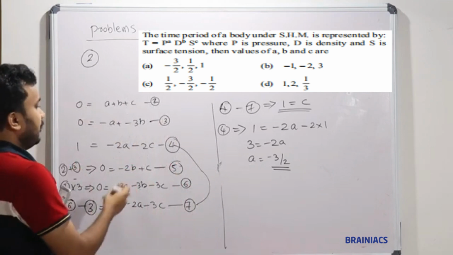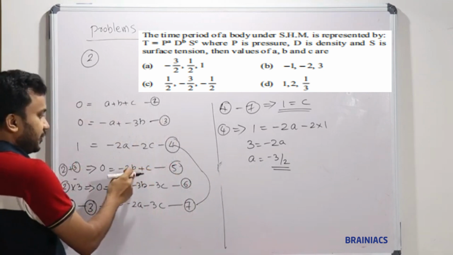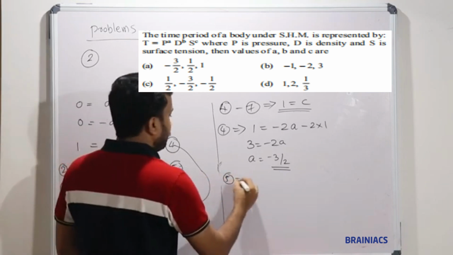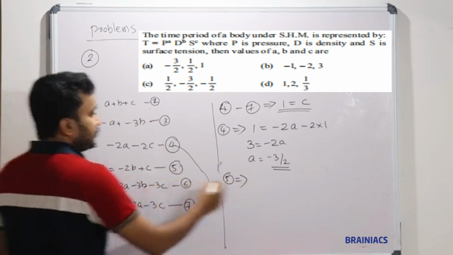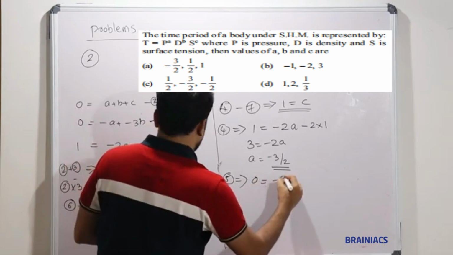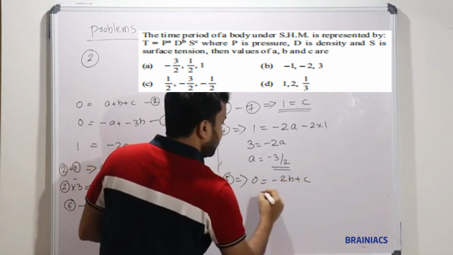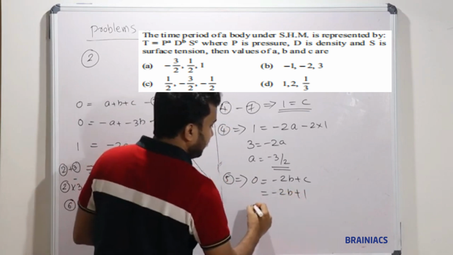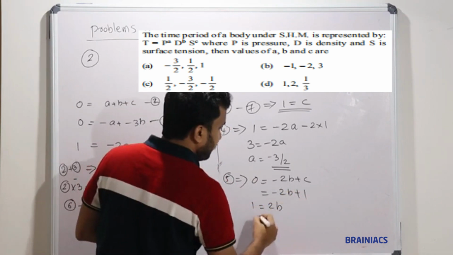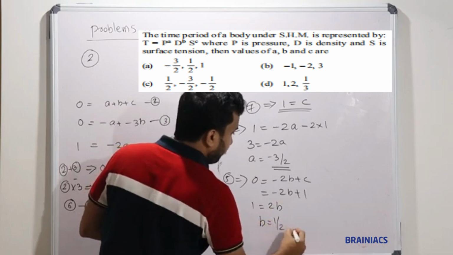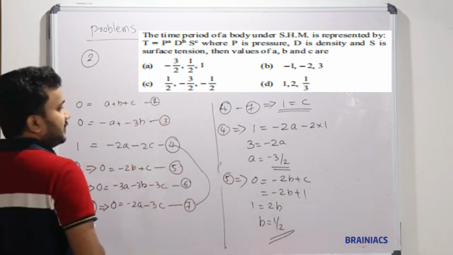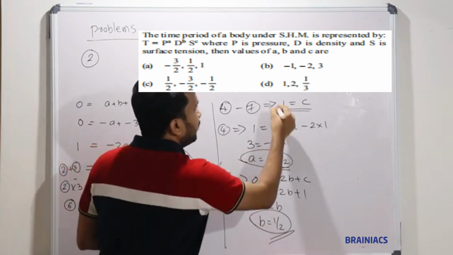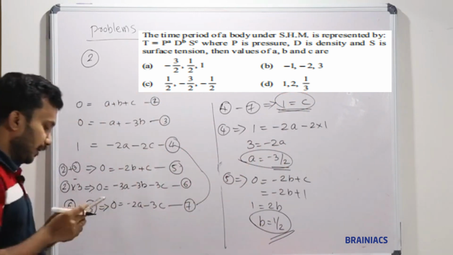We need to find out the value of B. We can use equation number 5. The value of C will be here. So 0 equal to minus 2B plus C, which is equal to minus 2B plus 1. C value is 1, it will come to the left side. So 1 equal to 2B and B will be equal to 1 by 2. So our answer is A equal to minus 3 by 2, B is equal to 1 by 2 and C is equal to 1.